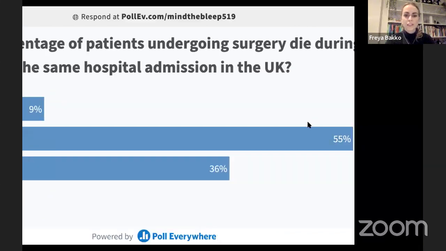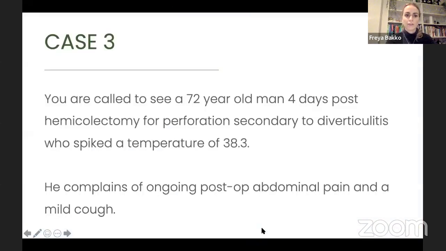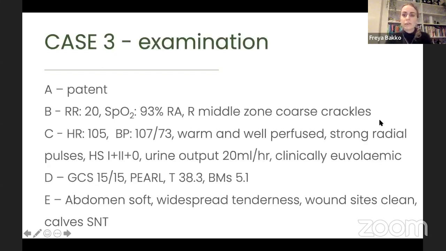Right, so the next question. Not next question, next case. Case number 3. You are called to see a 72-year-old man 4 days post a hemicolectomy for perforation secondary to diverticulitis. He spiked a temperature of 38.3. He complains of ongoing post-op abdominal pain and a mild cough. So your main complaints from your patient are a cough, abdominal pain and a fever.